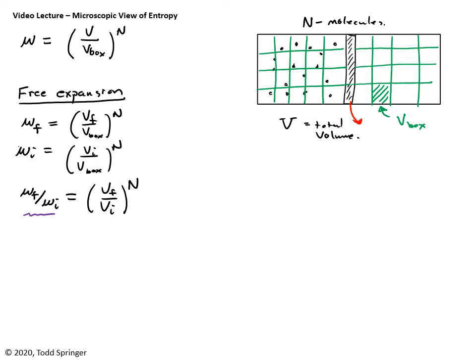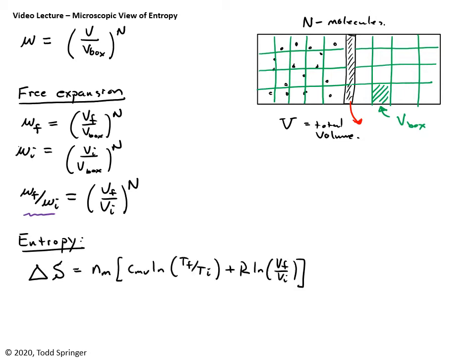Now we're trying to make a connection to entropy. So let's think, how does entropy figure in here? We have a formula for the entropy change in the ideal gas. And let me write it out for you. Oh, there it is. And in a free expansion, this will be 0 because the temperature doesn't change in the free expansion.